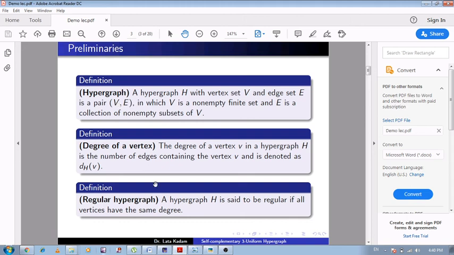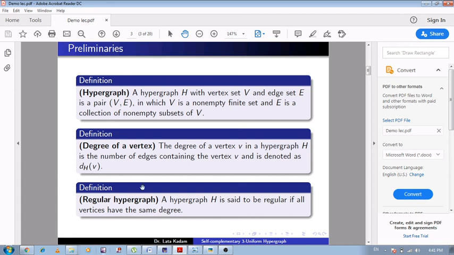Now we define the degree of a vertex. The degree of a vertex V in a hypergraph H is the number of edges containing the vertex V and is denoted as degree of V in H. That means the degree of a vertex is nothing but the number of edges containing that vertex.